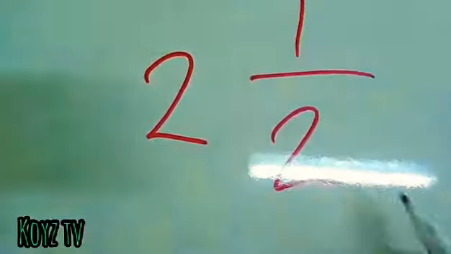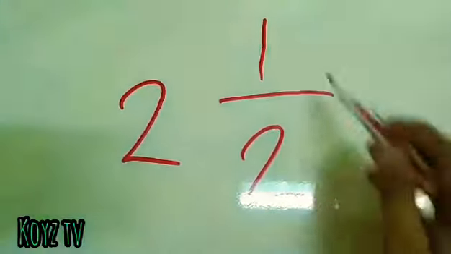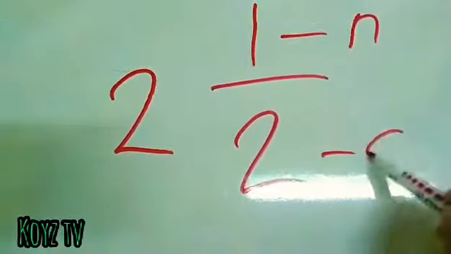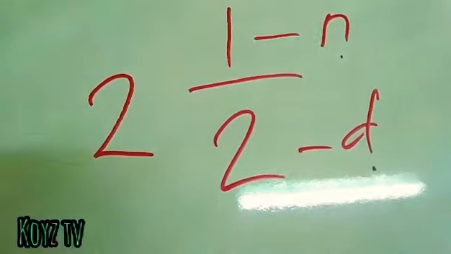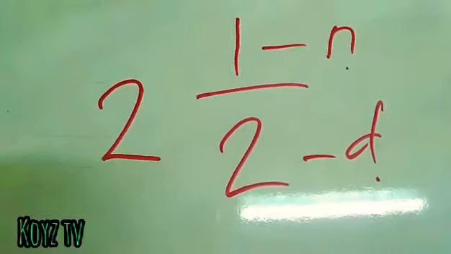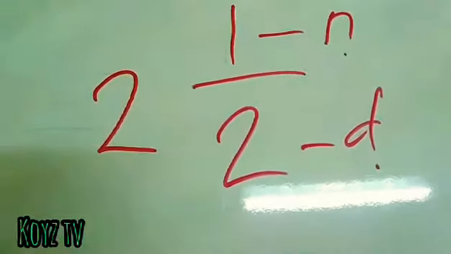So let's start. For example, we have 2 and 1/2, mga koys. So we have two parts of the fraction: n and d. n represents the numerator and d the denominator, mga koys. So how do we convert it from mixed to improper?